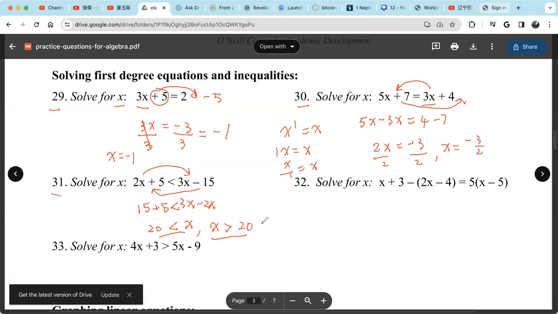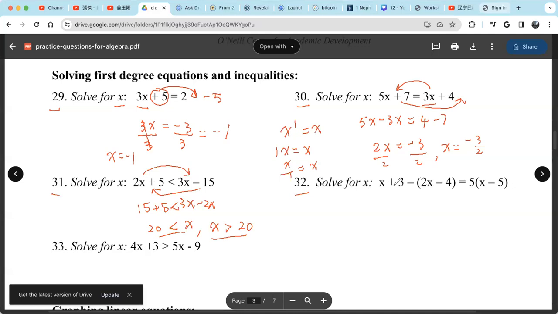Which means all the numbers, as long as they're greater than 20, can satisfy this inequality. So there are infinitely many solutions, not like an equation. So in 29, 30, we only have one solution. But for inequalities, we have an infinite number of solutions.